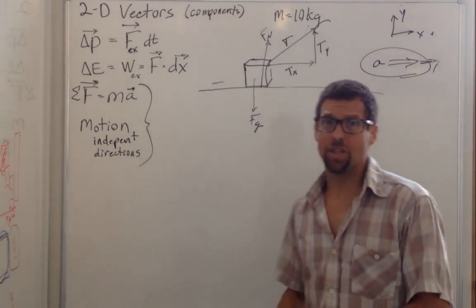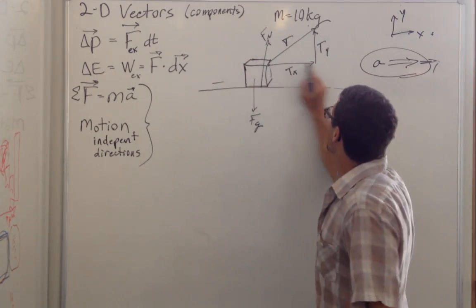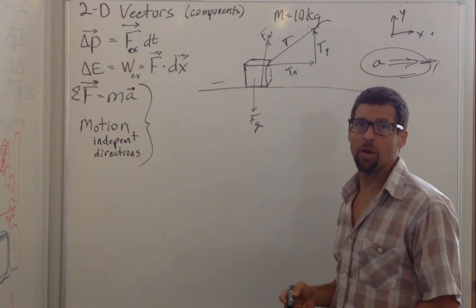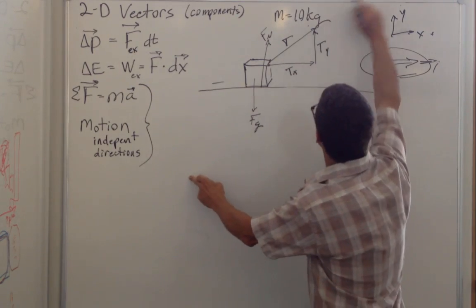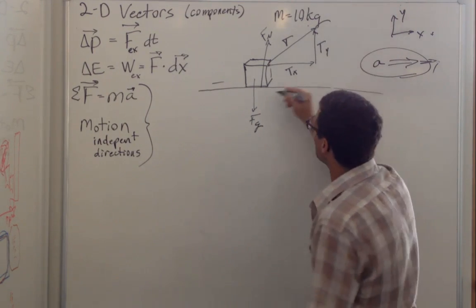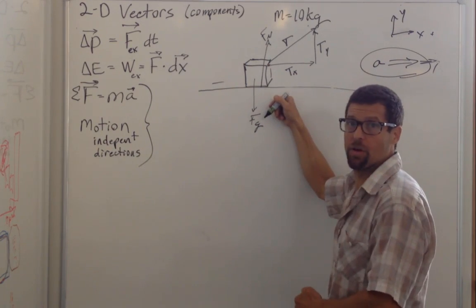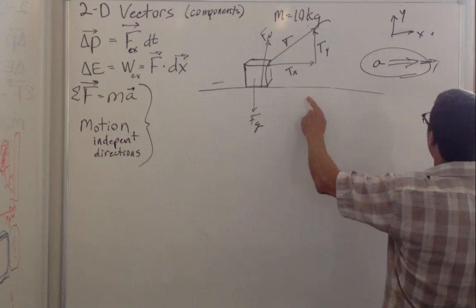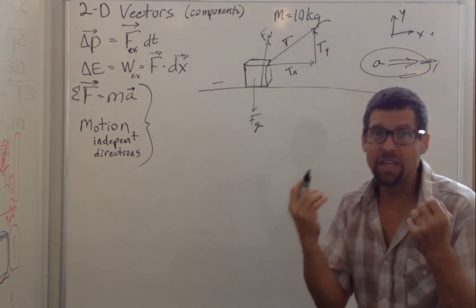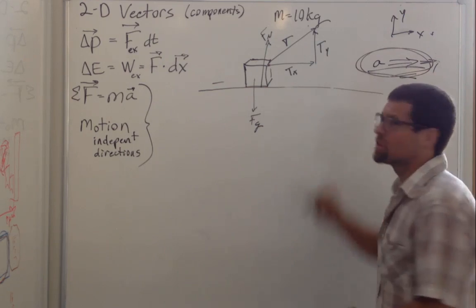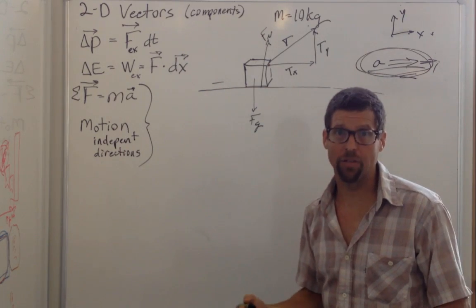Now you may ask yourself, why is it we chose x and y for our independent coordinates of tension? Or why didn't we just make this the x direction and break up force of gravity into its perpendicular components? Why did we choose horizontal and vertical? The key to that answer lies in this very important question. What's the direction of the acceleration?